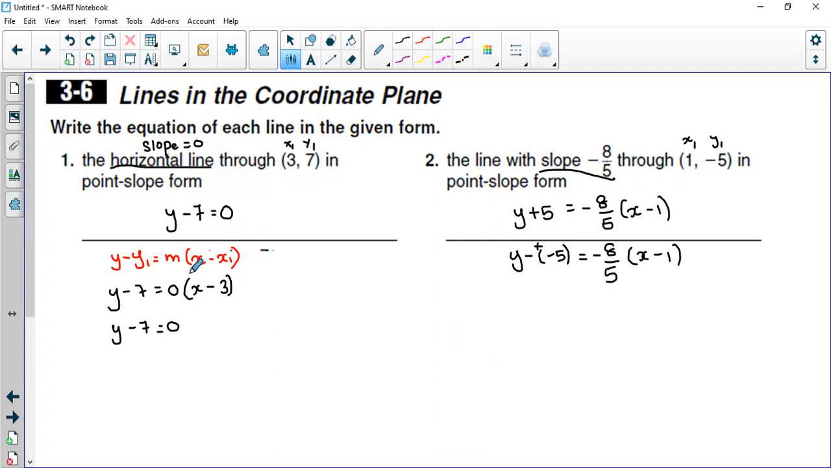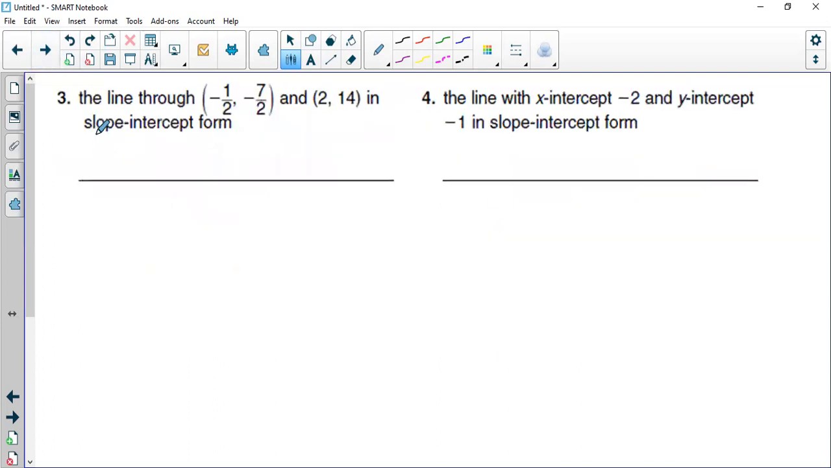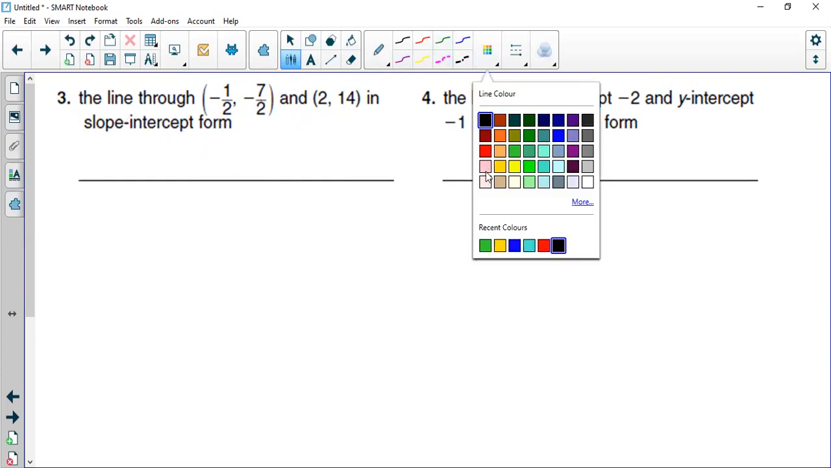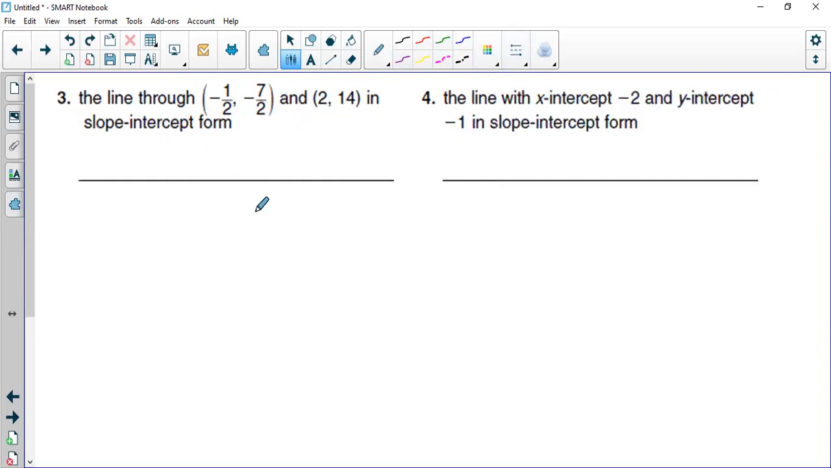Again, I repeat, in the first question we solved because the slope was 0. Here we have a number for the slope, so we are not going to solve anything here. Right. Let's look at one more question. The line through (1/2, -7/2) and (2, 14) in slope intercept form. First of all, write down what the slope intercept form is. The slope intercept form is y equals mx plus b.